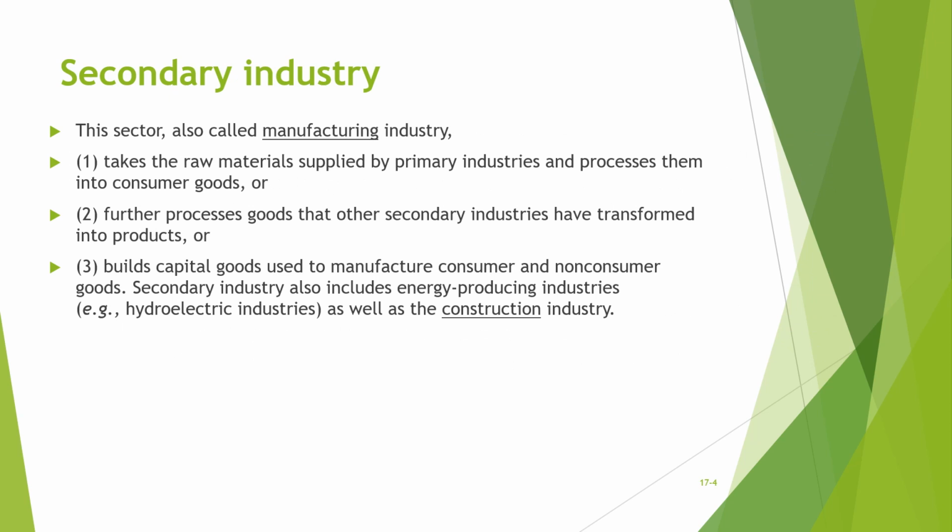Secondary industry. These sectors are also called the manufacturing industry. They take the raw materials supplied by the primary industry and process them into consumer goods. The manufacturing industry is biggest in China, because today you can see a lot of the products we use came from China. Manufacturing can be big or small, depending on the industry. Further processed food is what other secondary industries have transformed into products. Food especially.